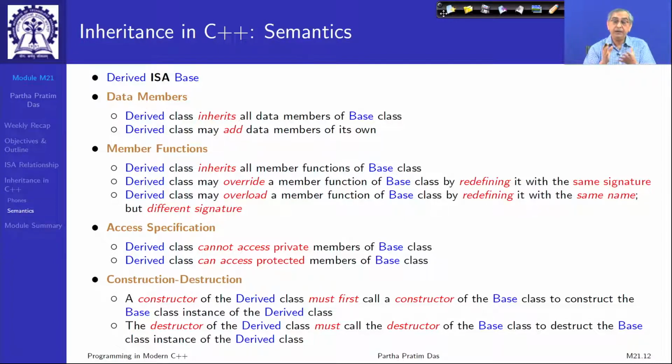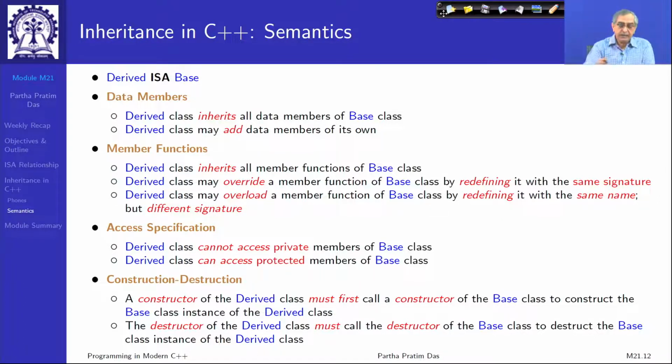And then we have semantic differences in terms of the constructor and destructor. To construct a derived class object, you will have to first construct the base class object, because the base class has data members which you inherit, right. So, it has to be constructed, and then you construct the derived class object. Similarly, for destruction, you will have to destroy the derived class part first, and only then the base class part.